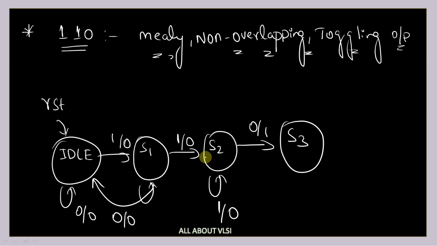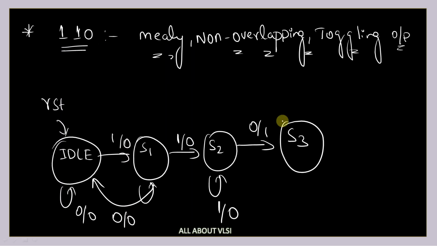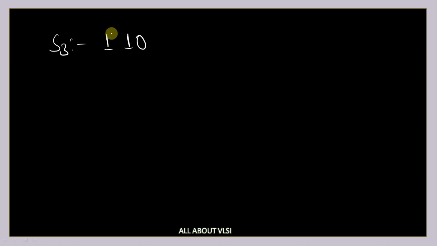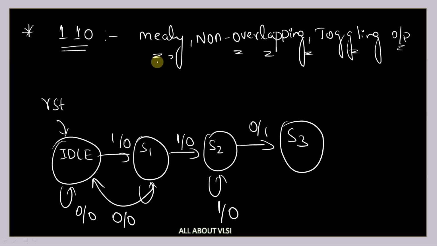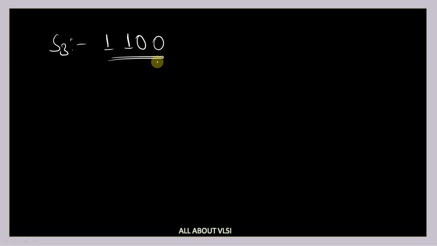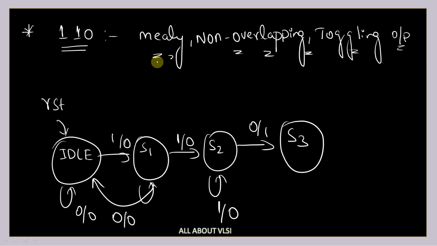Now, if I am in S2 state, if I have the sequence 111, I'm going to stay in the same state, and if I get 0, I'm going to S3 state. And if I'm in S3 state, I have the sequence 110. And if I get one more 0, then which state should be my next state?